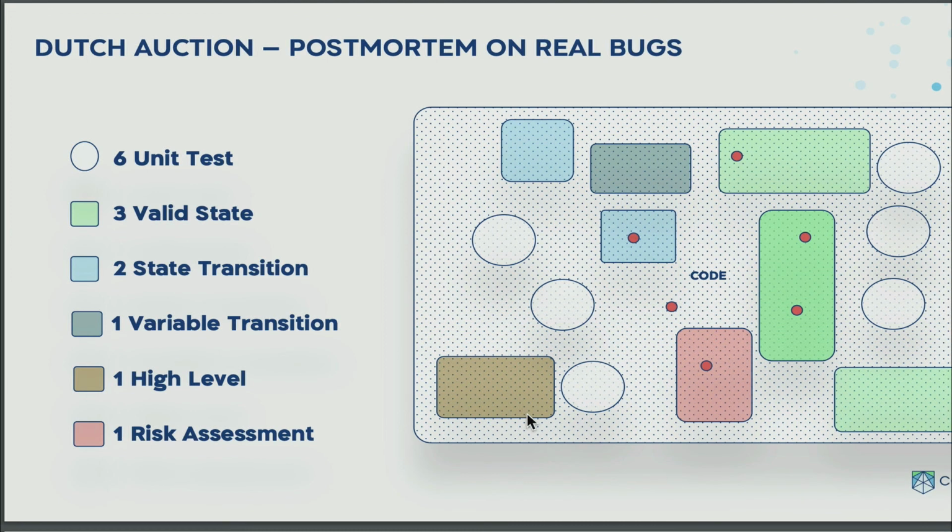Okay, so back to coverage. So the Dutch auction, this is a postmortem on real bugs. We had a nice set of properties, and these properties uncovered a nice set of vulnerabilities, but it also missed one, okay? We were lucky enough, we and SushiSwap, that this was a white hat, and Sam has found it.